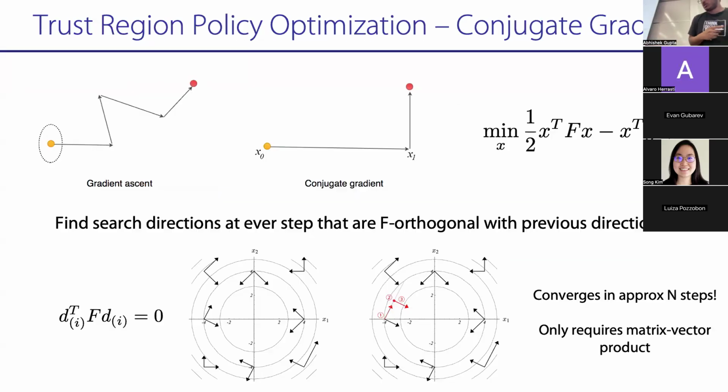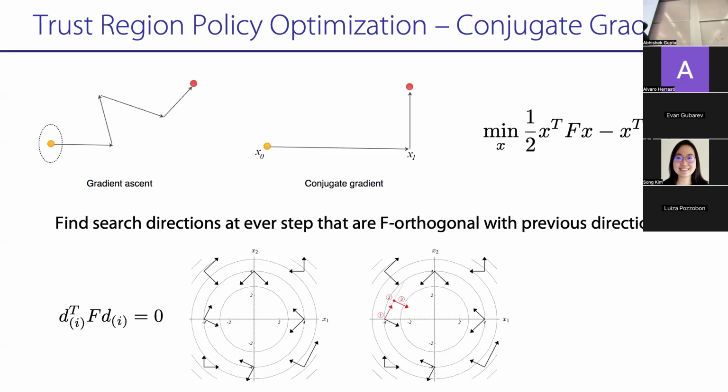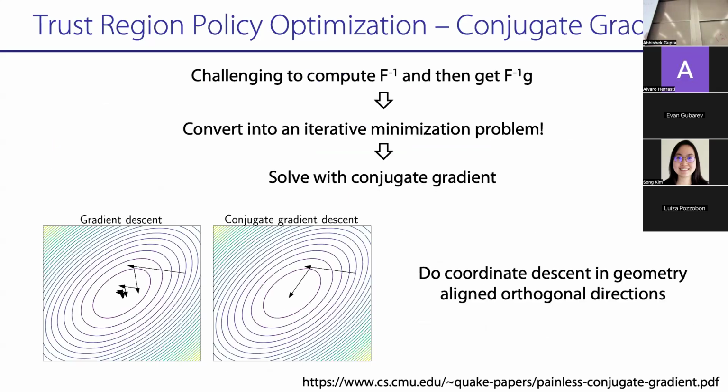Okay, so the first big idea in TRPO is to avoid computing F inverse by converting it into a minimization problem. And for the minimization problem, do it efficiently using this conjugate gradient algorithm. You could do it with any other efficient iterative minimization algorithm, but you want to avoid computing F inverse explicitly.